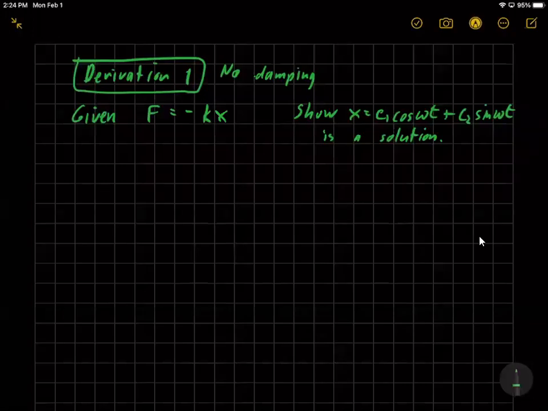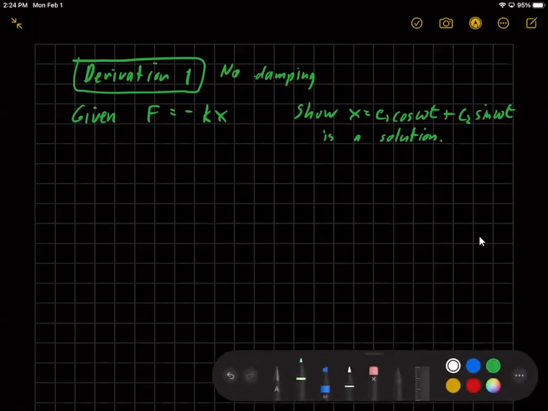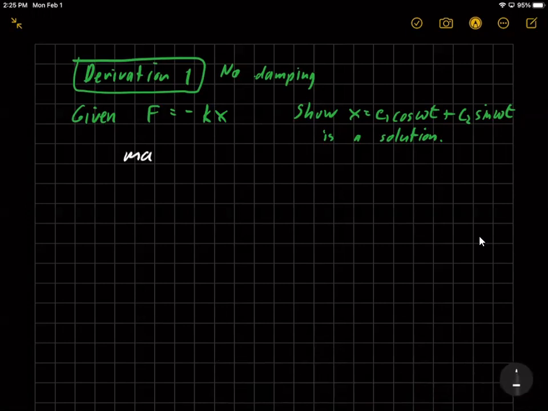Okay, so here's the first derivation that we're going to try to do. This is the basic one where we simply have a spring being acted on by the force F equals negative kx from Hooke's law. We need to show that x equals c1 cosine omega t plus c2 sine omega t is in fact a solution. So remember when we go to do this that F is the same as ma.